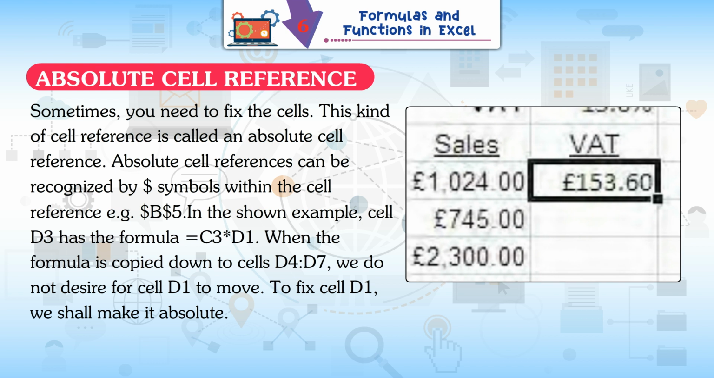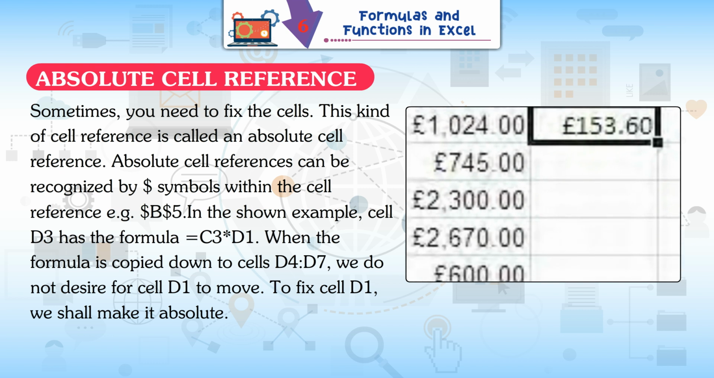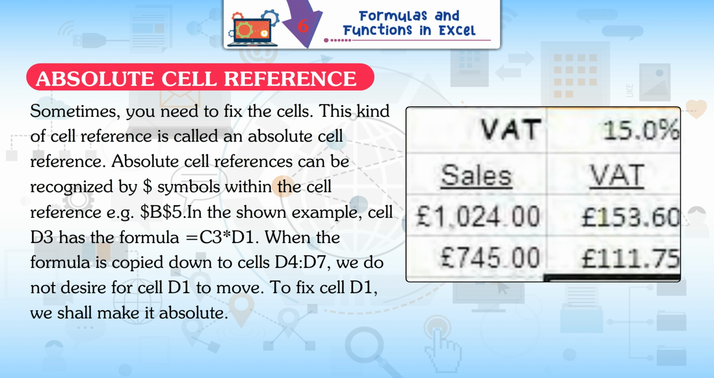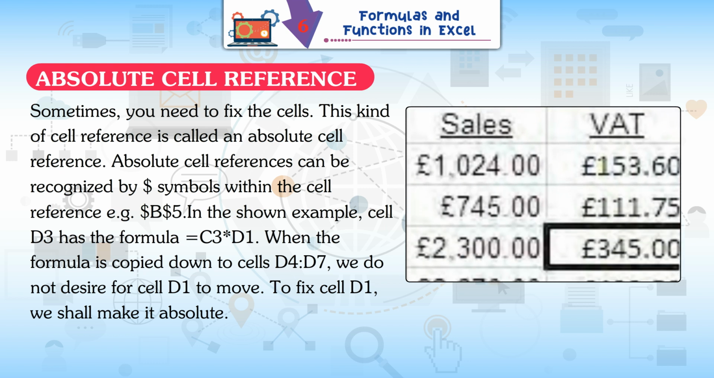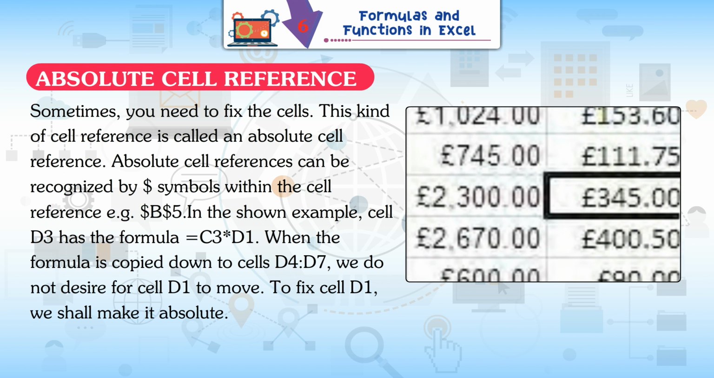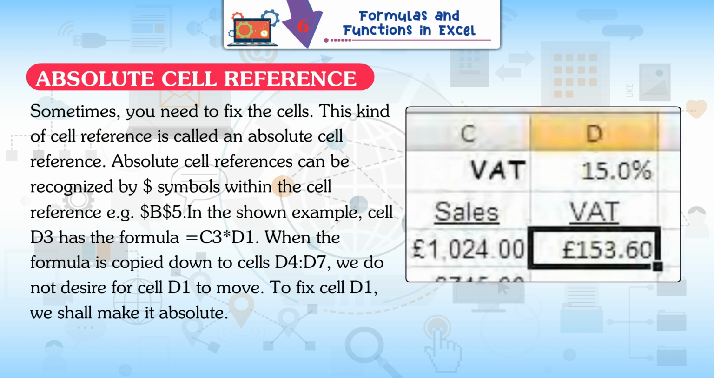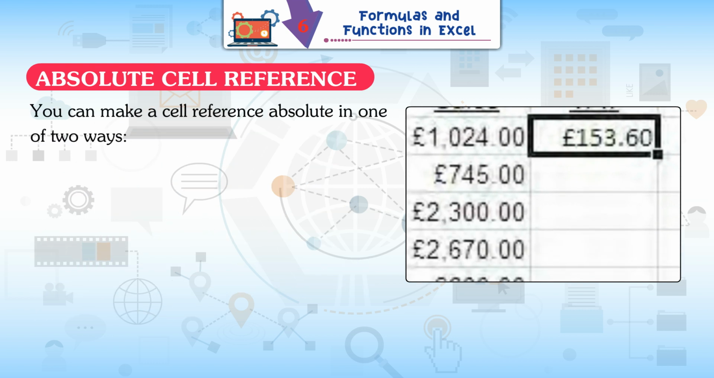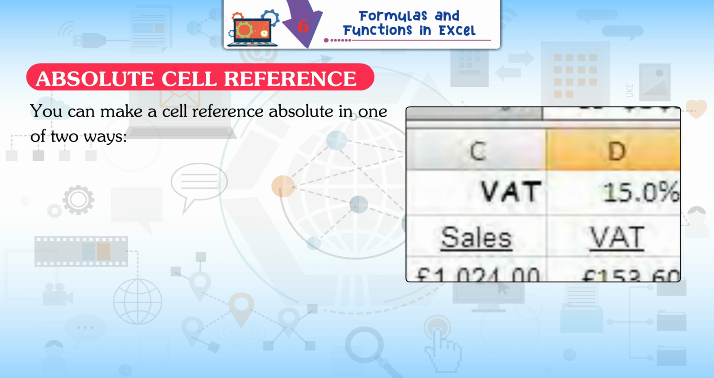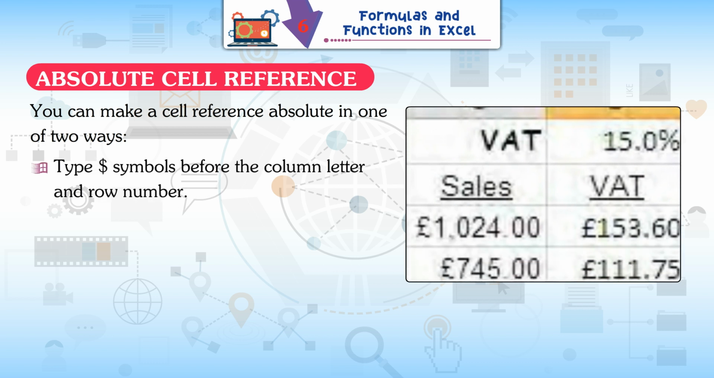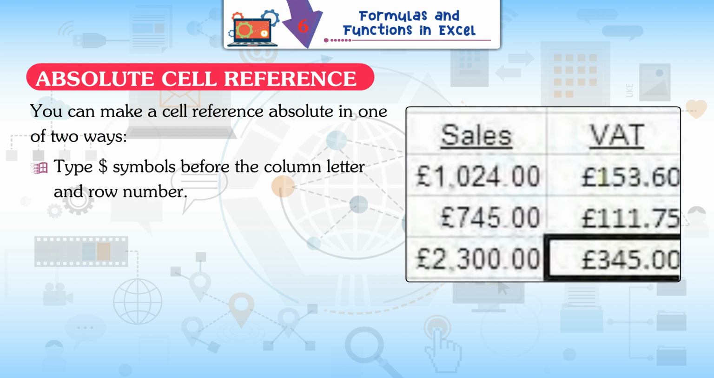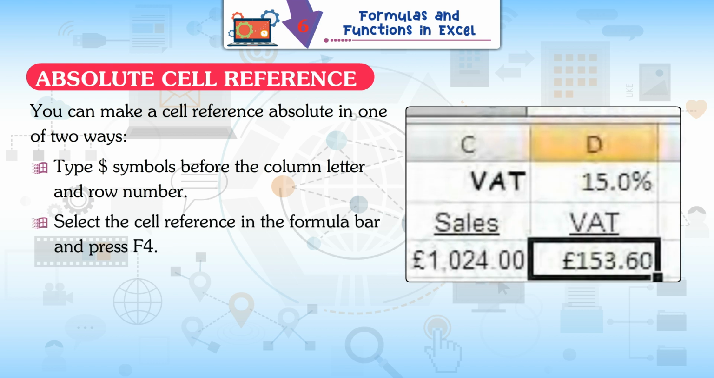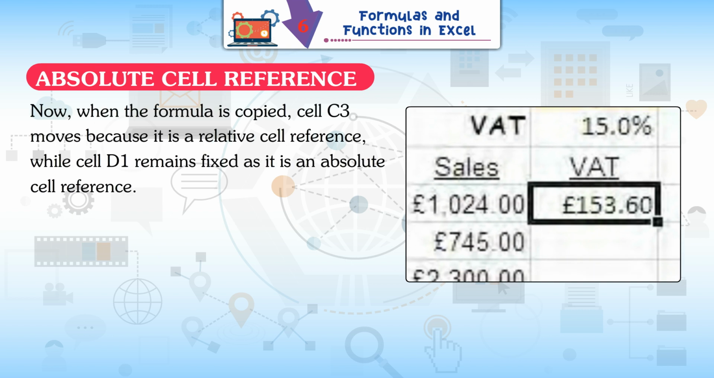In the shown example, cell D3 has the formula =C3*D1. When the formula is copied down to cells D4:D7, we do not desire for cell D1 to move. To fix cell D1, we shall make it absolute. You can make a cell reference absolute in one of two ways. Type dollar symbols before the column letter and row number. Select the cell reference in the formula bar and press F4.